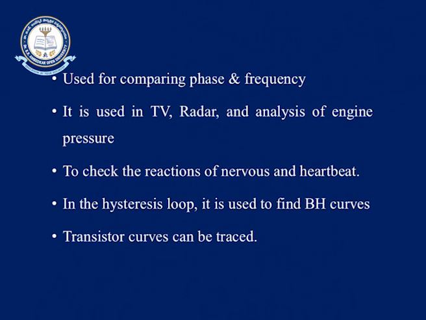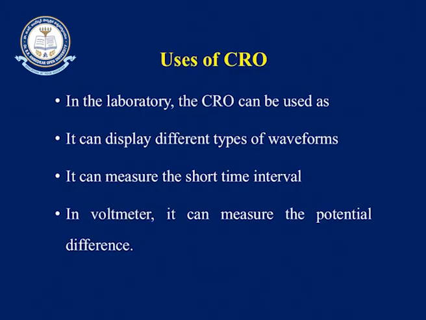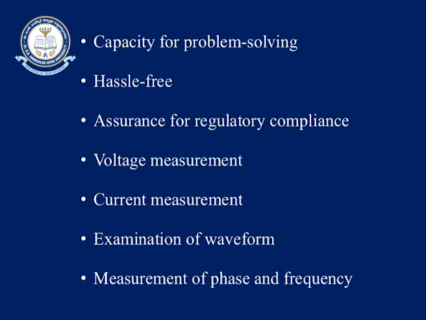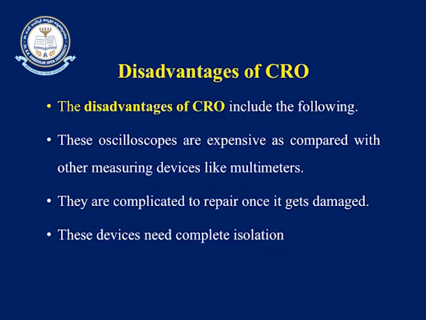For example, it is used in TV, radar and analysis of engine pressures. The nerve reactions and heartbeat are also checked with it. Next, the uses of CRO in the laboratory: it can display different types of waveforms, and as a voltmeter it measures potential difference. Next are the advantages of CROs. The disadvantages of CRO, you have already been given some points. Yeah, thank you.